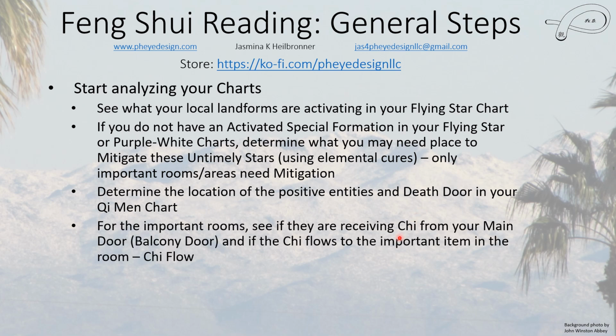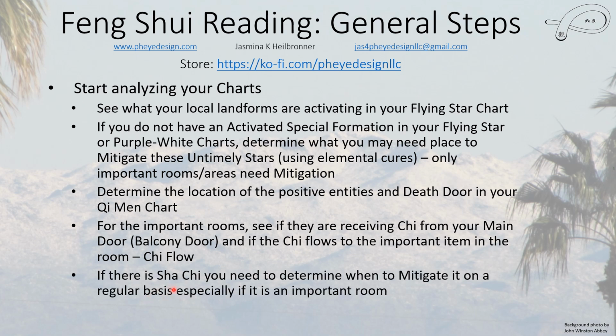Now, for the important rooms, see if they receive chi from your main door, or if it's an apartment, it'll be your balcony door. The way you do that is the chi flow goes from the main door to the door of that room, and then from the door of that room to the important item in that room. This is called chi flow, and I of course have a video about that. And I do have a video that talks about the positive entities, of course, and the negative ones in the Chiman chart. So the videos are all there. You just have to find them.